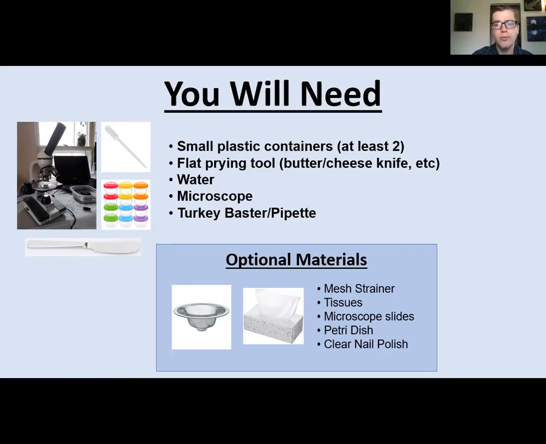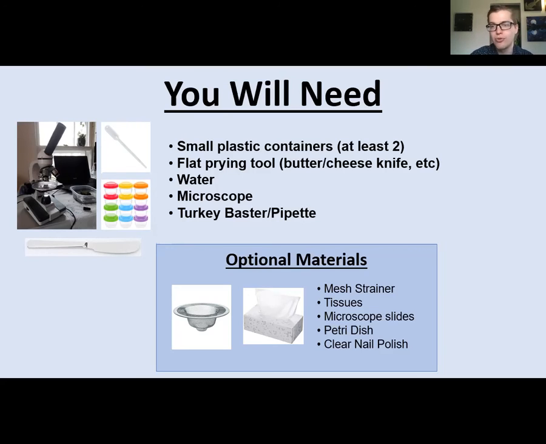So those are your required materials. You're definitely going to need those things to do this activity. Other materials that you might not have, but if you do have, could make the activity just a little bit better. Some sort of mesh strainer would be really useful, kind of the same thing that you would put in a kitchen sink to catch food debris. Also, if you have some tissues, you can also use microscope slides, petri dish, or clear nail polish. And those are basically just to make it feel a little bit more sciencey.